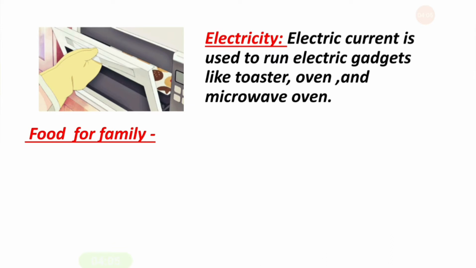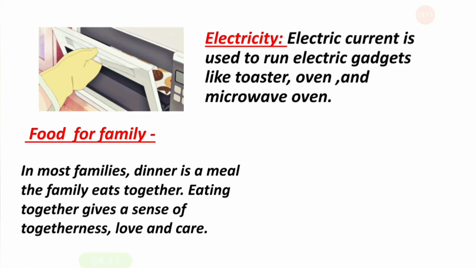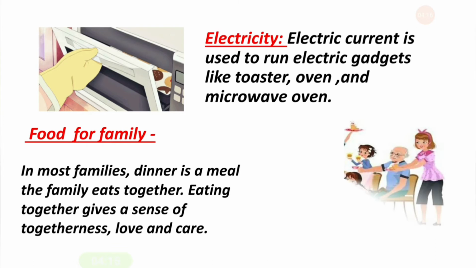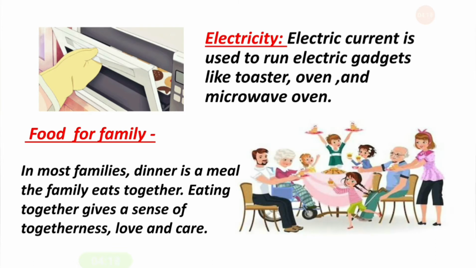The next topic is food for family. Students, in most families, dinner is a meal the family eats together. Eating together gives a sense of togetherness, love and care. Generally in all families, at night time at the dinner meal, all the family meets, sits together and eats together. By eating together, it gives a sense of togetherness, love and care.